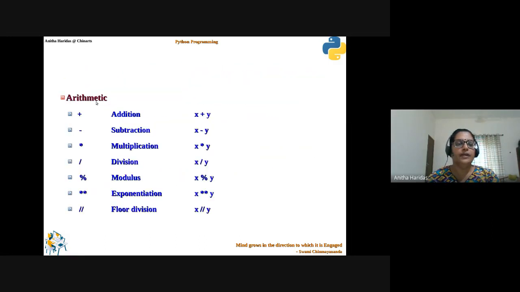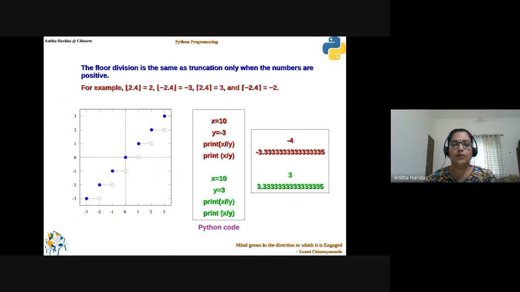Okay, so in arithmetic operators, you have all these familiar arithmetic operators. Apart from that, we have the floor division also. So floor division is nothing but it gives you the integral quotient. Now, if it is going to be a positive value, it is similar to your truncation. But if it is going to be negative, it takes the floor value, right? So the next nearest integer will be taken as the output, right? So this is the example that you can observe here.